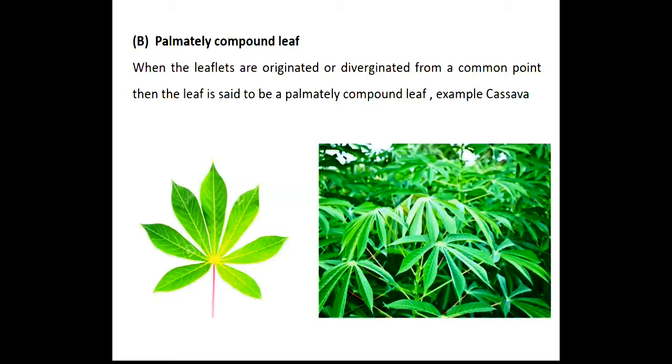No rachis is present in the palmately compound leaf. Sir, please repeat palmately compound leaf. Okay, there are 7 midribs present in this palmately compound leaf, and all are grown from a single point. Just think about our own hands. There are 5 fingers, and they all are generated from our palm, just like that.